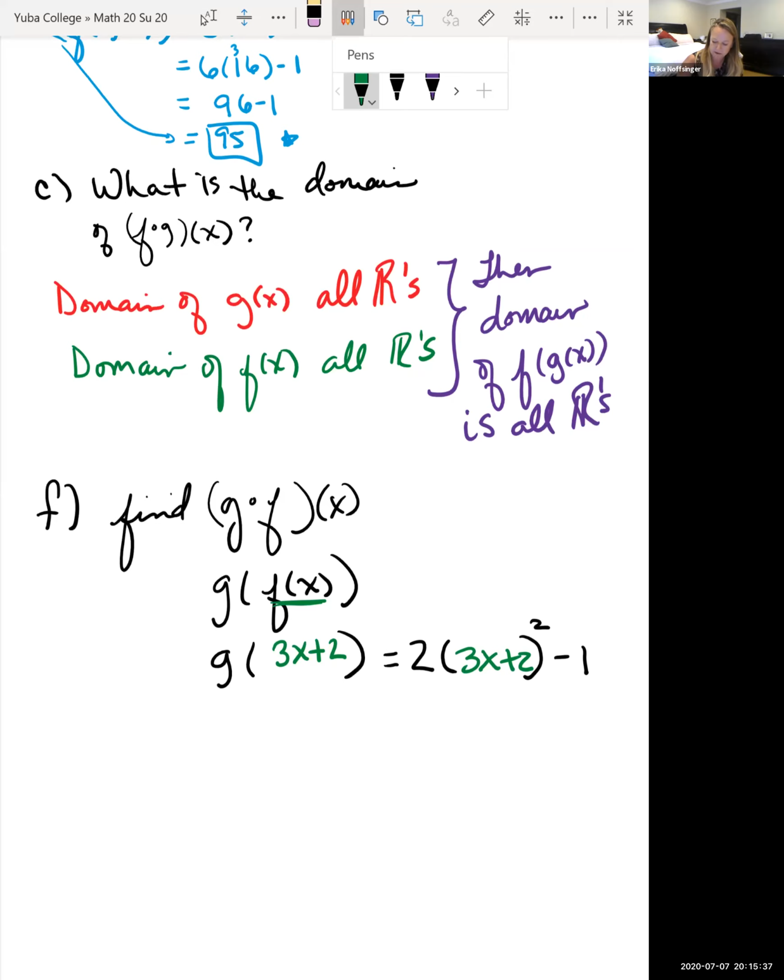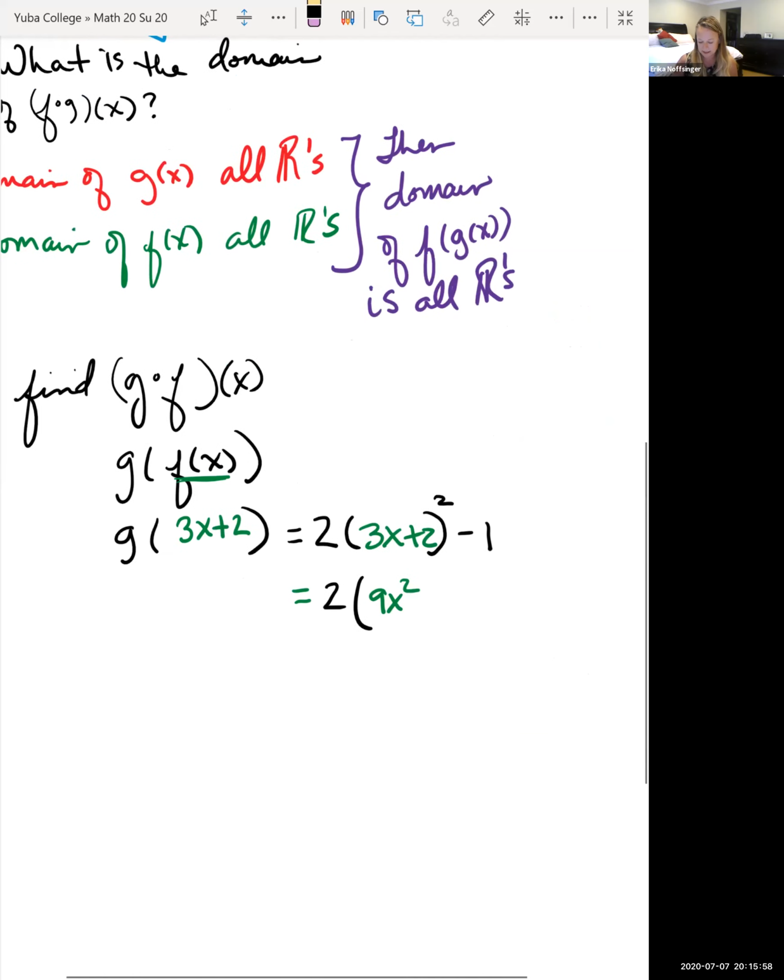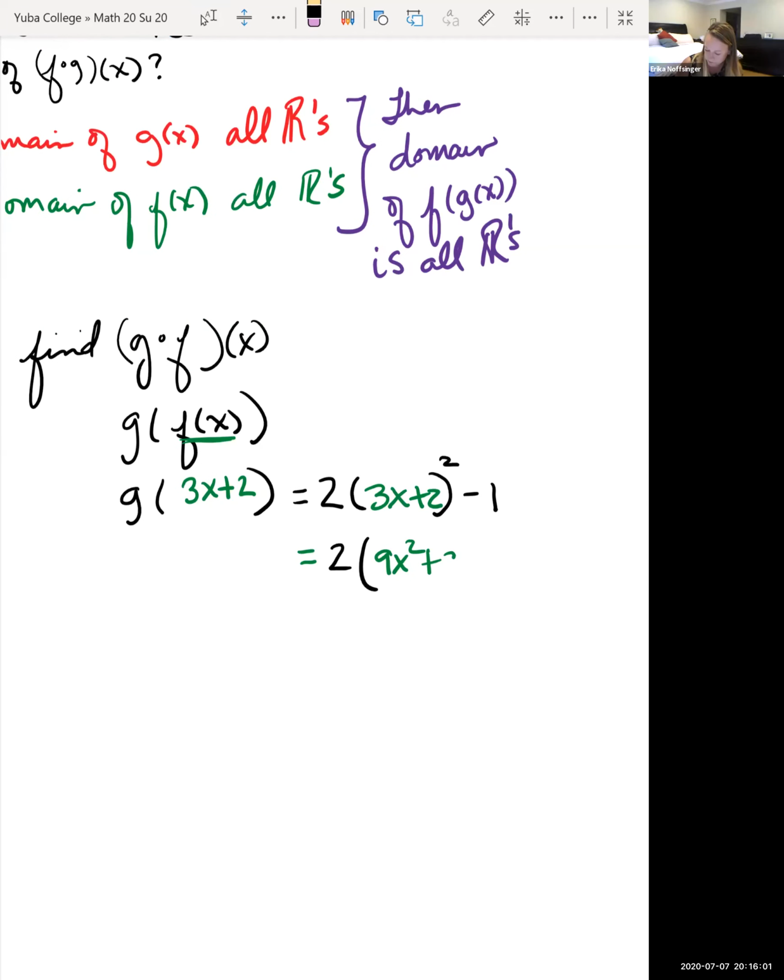And now we need to simplify. So if we distributed out 3x plus 2 times 3x plus 2, 3x times 3x is 9x squared. I'm going to have to add my two middle terms, and that's a 6x plus a 6x, so that's a plus 12x. 2 times 2, so plus 4. So that's that FOILed out. And then my minus 1.